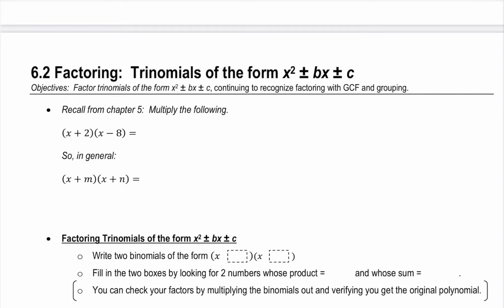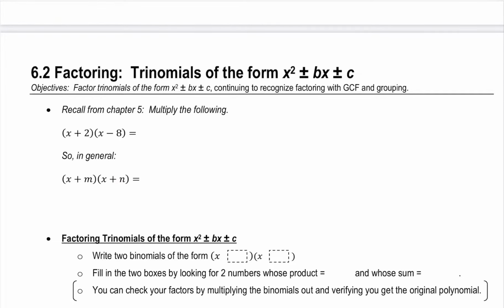Right, so we're continuing talking about factoring. So far we've learned factor by grouping. Well, first we learned greatest common factor, which is what we always look for first. Then we learned factor by grouping, where our prompt to try factor by grouping is if we have 4 terms. Now we're going to get into, in 6.2, a particular type of trinomial.